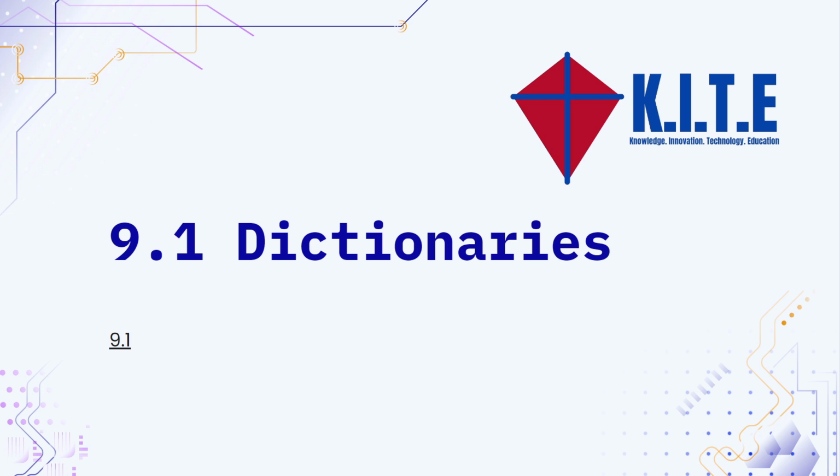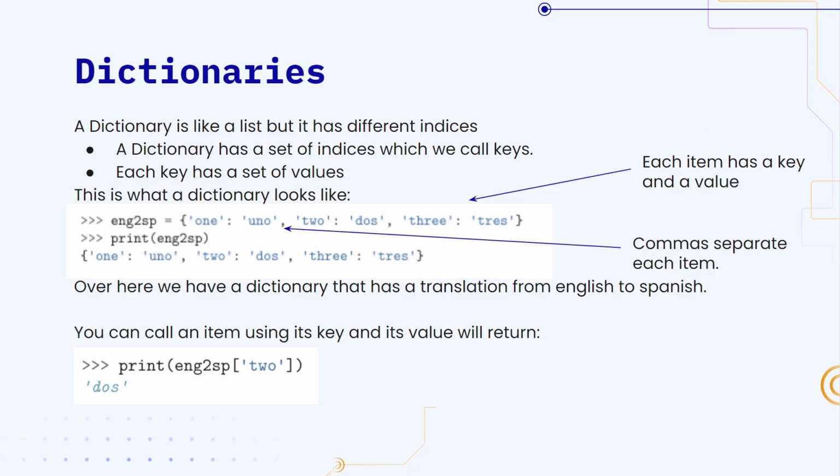And in this video, we're going to go over dictionaries. So a dictionary is a type of data value, and it is sort of like a list, but unlike a list, it has different indices. So we're going to take a look at this dictionary over here. We call it ENG to SP, which is short for English to Spanish. So the goal of this dictionary is to translate English to Spanish.